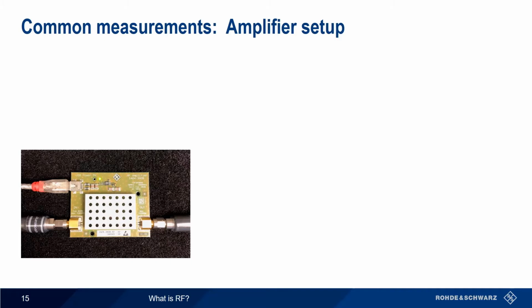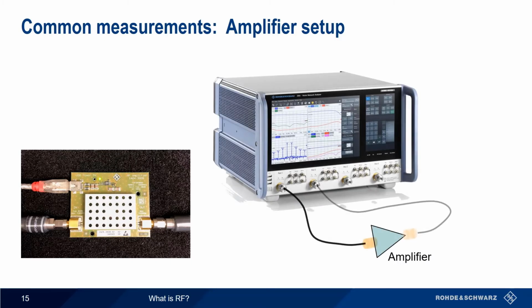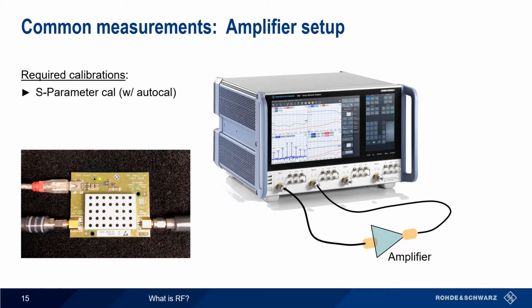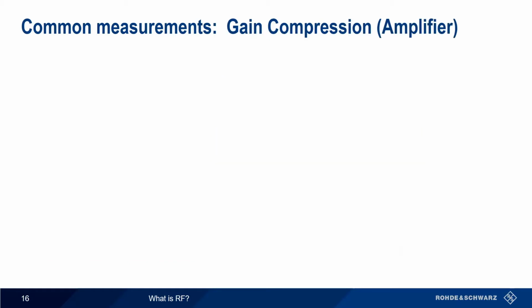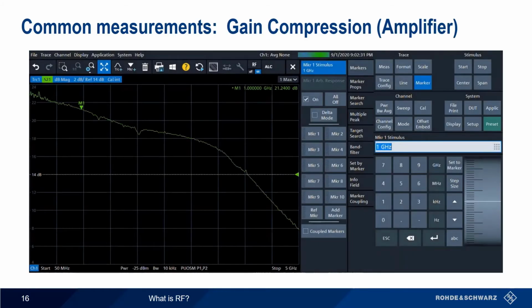To measure a small amplifier, the VNA may be set up as shown here. Typically, amplifier measurements require a S-parameter calibration and a power calibration with a power meter. Besides setting up a simple frequency sweep, a power sweep may be used to show an amplifier's gain compression characteristics.